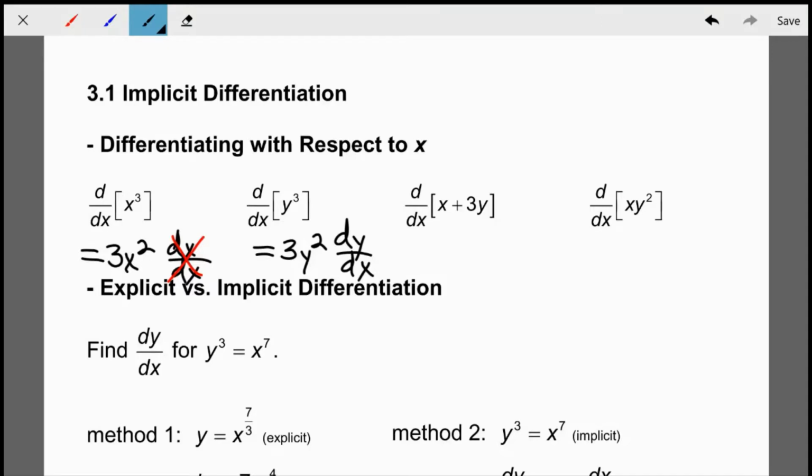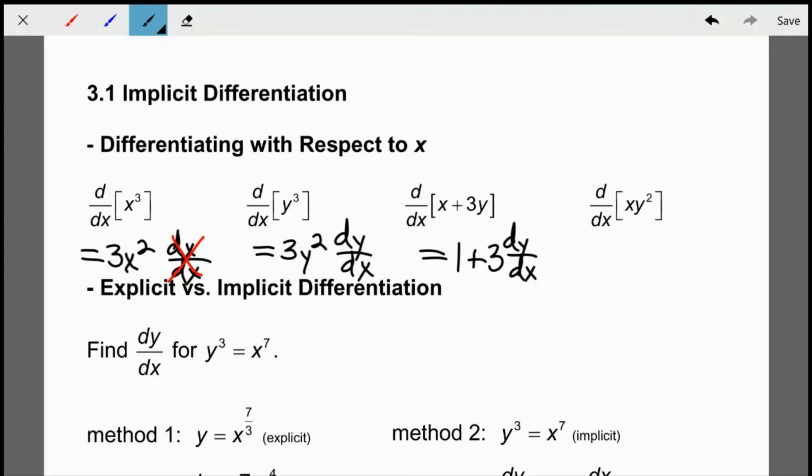Now for the next one, you kind of get the idea once you see that one. I've got the sum of two terms here. The derivative of x would be 1 times dx/dx, so it's just 1. And then that would be plus 3 times the derivative of y with respect to x, whatever that is. Okay, so that's not a 1, so we have to write it.